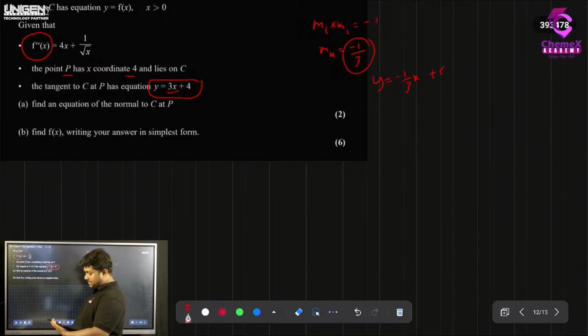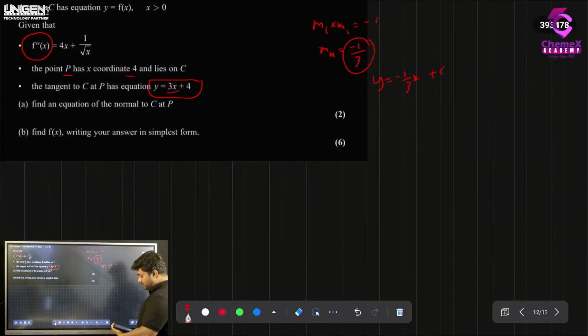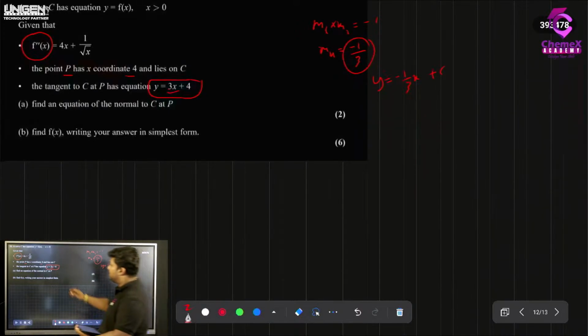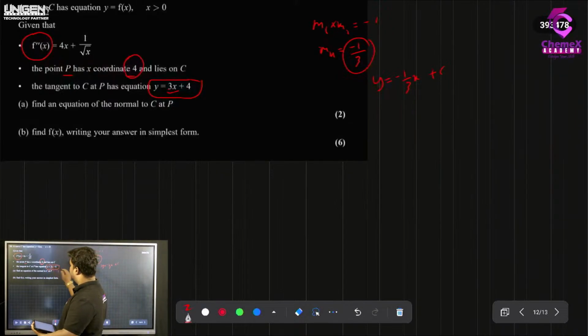Find the equation of the normal at P. So to get P's coordinate, you need to do what? What should you do to get P's coordinate? So when x is 4, you can get y equals 3 times 4 plus 4. So 12 plus 4, 16. So (4, 16) is P's coordinate.